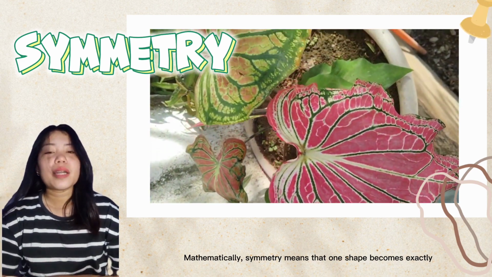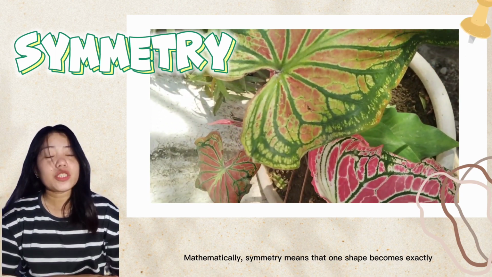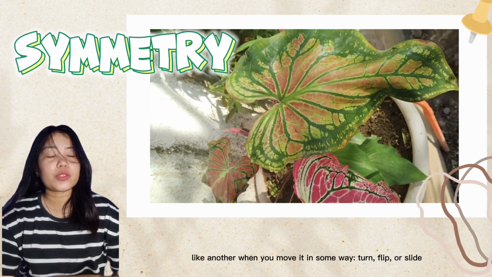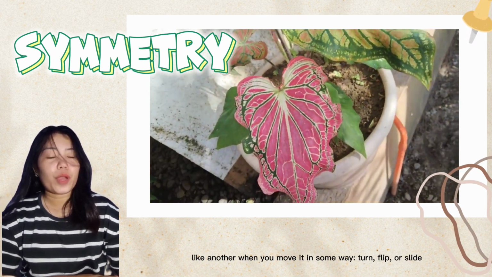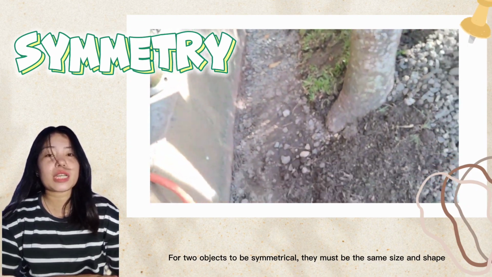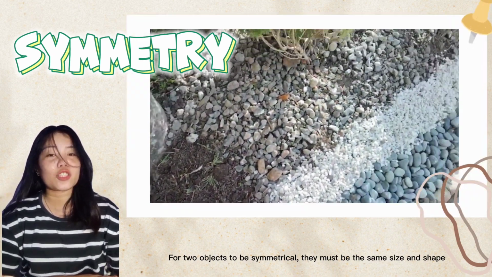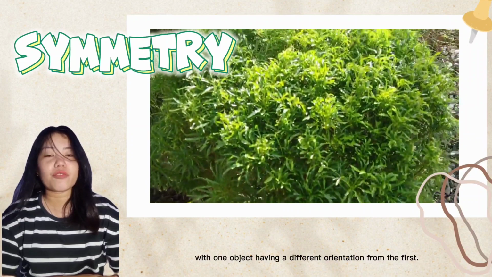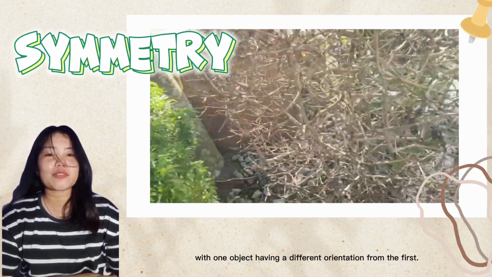Symmetry. Mathematically, symmetry means that one shape becomes exactly like another when you move it in some way: turn, flip, or slide. For two objects to be symmetrical, they must be the same size and shape, with one object having a different orientation from the first.